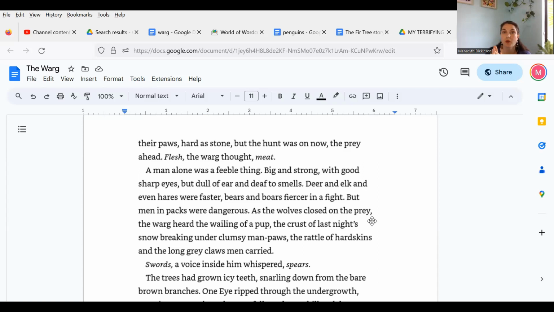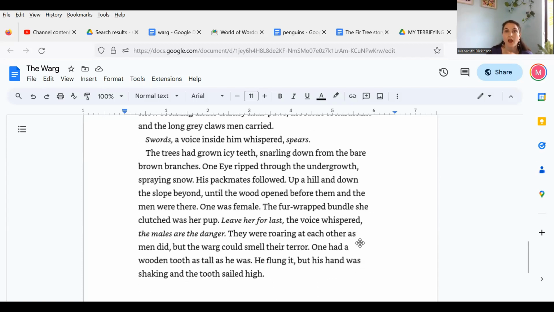As the wolf closed on the prey, the Warg heard the wailing of a pup, the crust of last night's snow breaking under clumsy man paws, the rattle of hard skins and the long grey claws men carried. Swords, a voice inside him whispered, spears. The trees had grown icy teeth, snarling down from the bare brown branches. One Eye ripped through the undergrowth, spraying snow.